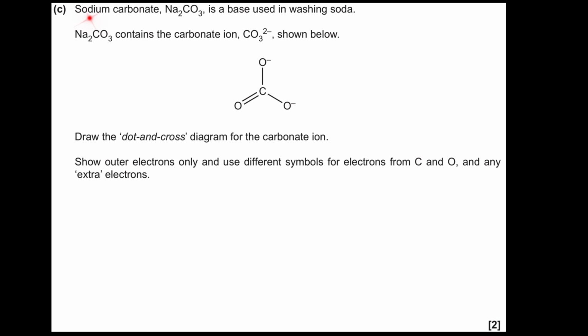C part. Sodium carbonate Na2CO3 is a base used in washing powder. Sodium carbonate contains the carbonate ions CO3 2- shown below. Draw the dot and cross diagram for the carbonate ion. Show outer electrons only and use different symbols for electrons from carbon and oxygen and any extra electrons.